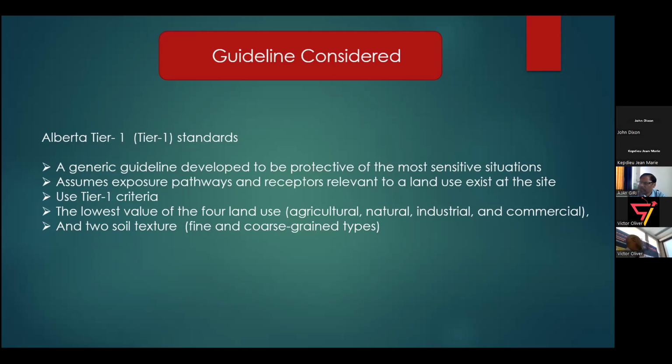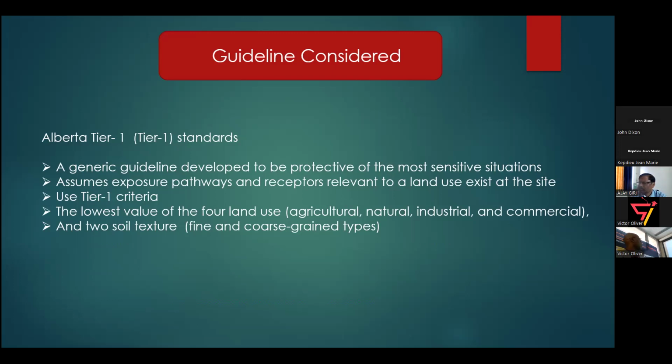Essentially, when you talk about the Alberta Tier 1 criteria, what does that mean? Essentially, it's risk-based, which means that it's scientific, and there are also some other factors that I haven't mentioned here, but it addresses in a very practical way how to protect the environment, but also pathways and receptors.